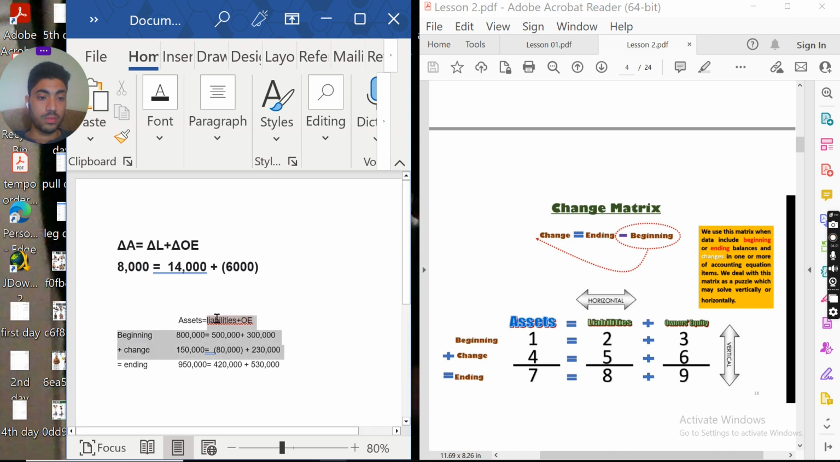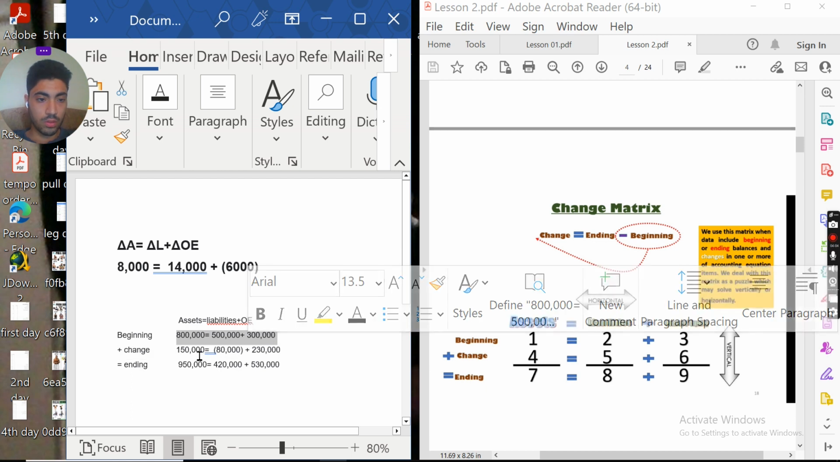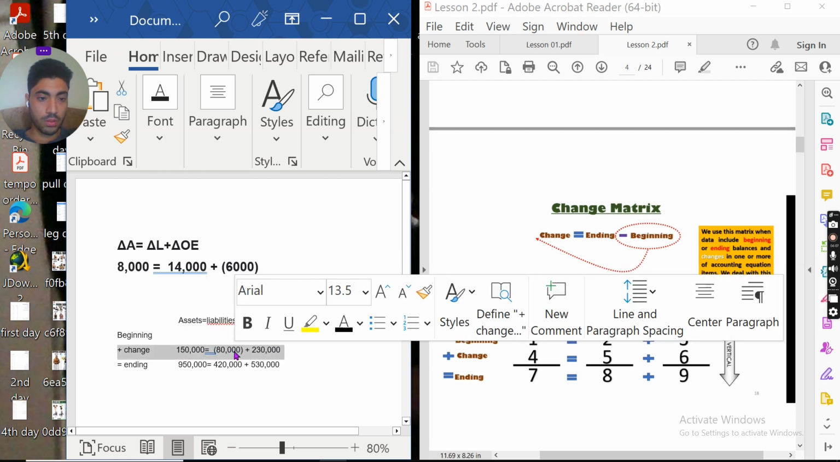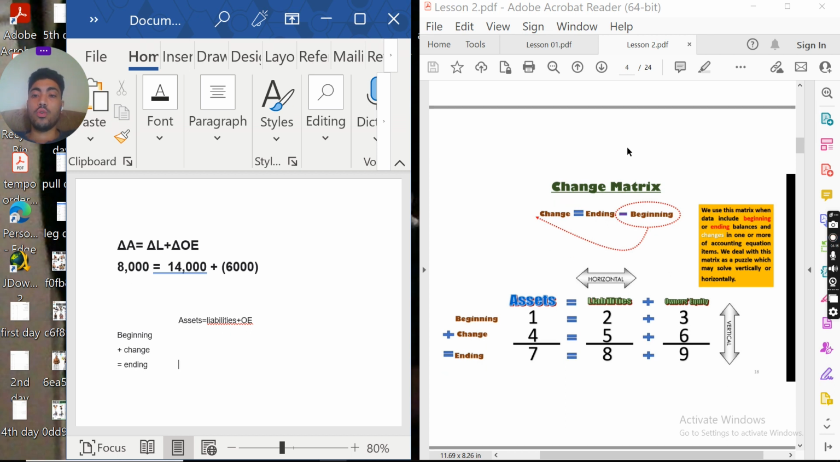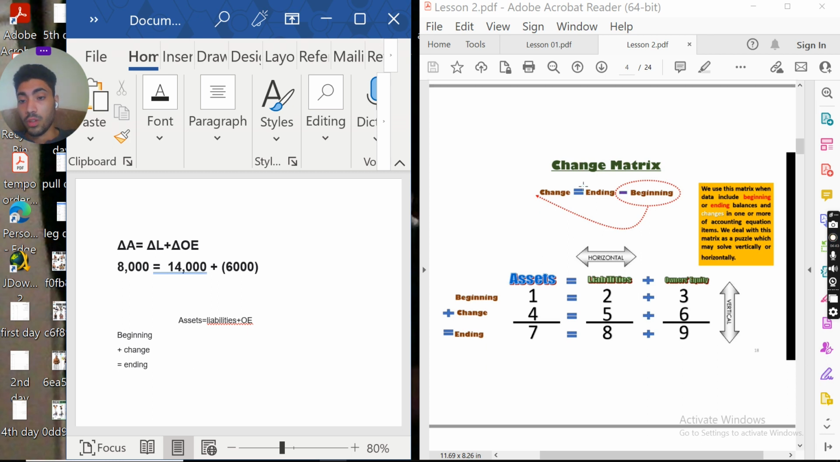Okay, let's remove this. We're gonna need to write it from above. Okay, then we have this change matrix. I have to say that the change matrix is very essential, and we're gonna use it only when the question includes the beginning or ending balances. That's where we use the change matrix. Otherwise we don't use this method at all. This method is very simple.